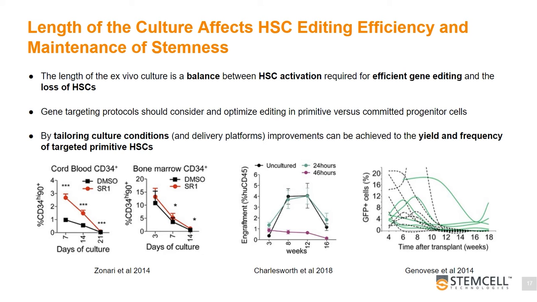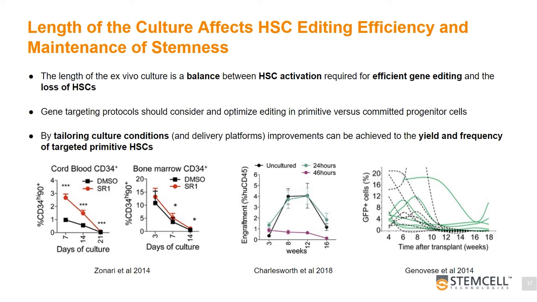Several studies demonstrated this in gene editing context, such as studies from Zonari et al., which have shown that phenotypically defined edited HSCs are gradually declining in culture with or without supplementation with SR1. This has a direct impact on engraftment levels and, importantly, on persistence of gene-edited cells in vivo, as shown by studies by Charlesworth et al.